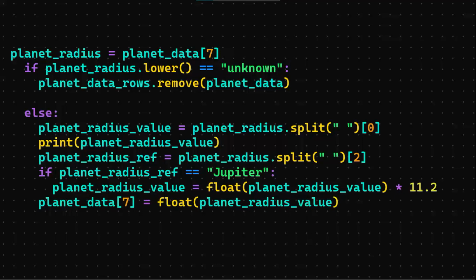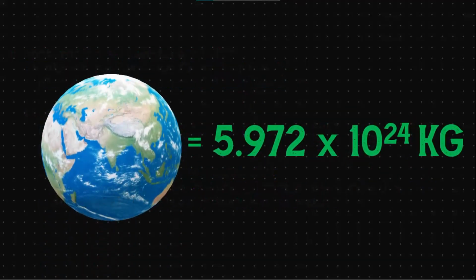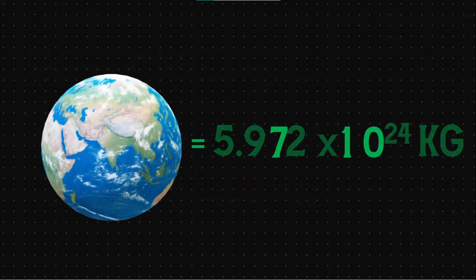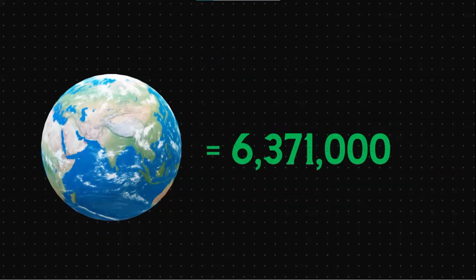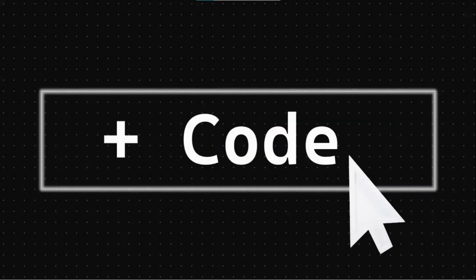Let's do something fancy. We can calculate the gravitational acceleration of each planet. School taught me that the mass of Earth is around 5.972 times 10 to the power of 24 kilograms, and the radius of Earth is around 6,371,000 meters. So according to Newton, the gravitational acceleration of any planet is given by multiplying the gravitational constant with the mass of the planet divided by the square of the radius. Okay, enough physics now. Let's code.